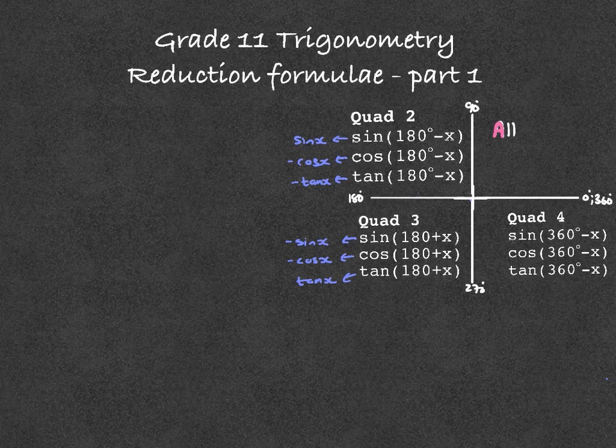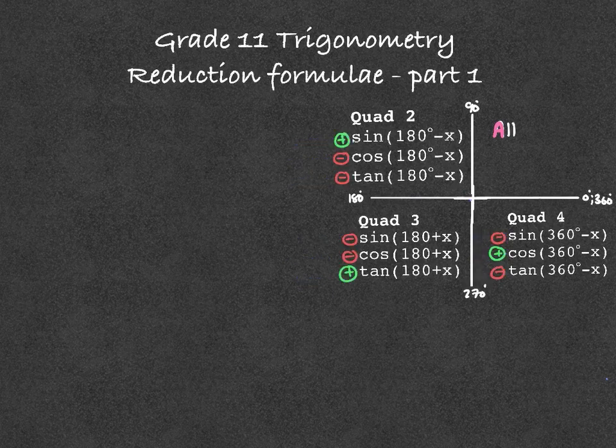Last quadrant, 360 minus the reference angle. Sine is very negative, right? Cos is very positive, so that's a positive cos x. And then lastly, tan is also negative there.